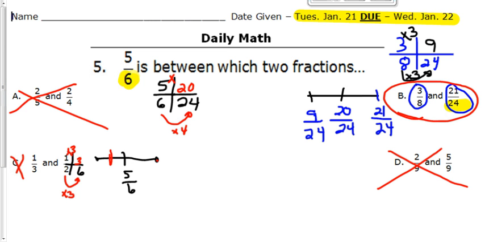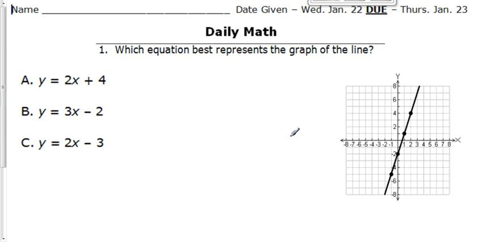Okay, moving on for those of you who are ready for Wednesday night's homework. Wednesday number 1. Okay, reading number 1. Which equation best represents the graph of the line? So I want to find the equation. So if I'm trying to see which one of these goes with the graph, we need to start with the graph and start with points on the graph.